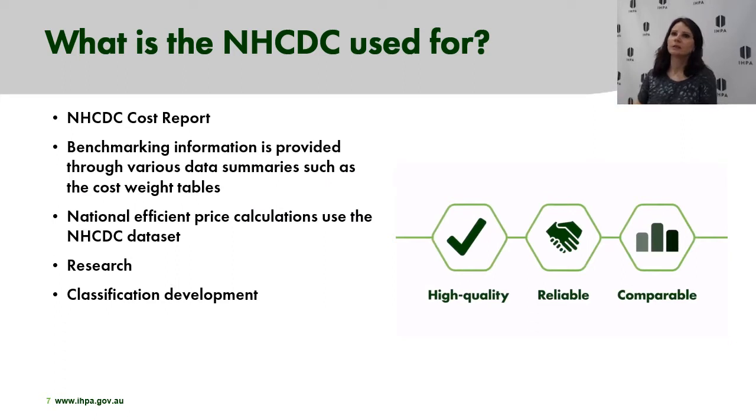What is the NHCDC data used for? The primary use of the NHCDC data is the development of the NEP, the National Efficient Price, but the NHCDC data is also used for benchmarking, for research, and also for classification development. And given that the collection has been going for the last 20 years, the data is high quality, more reliable and more comparable.